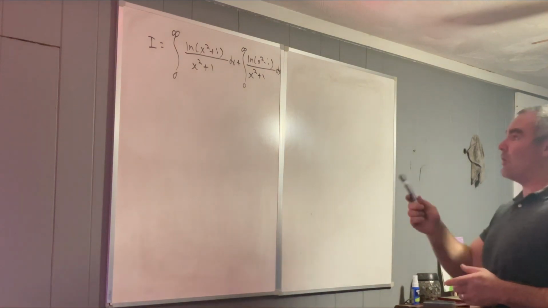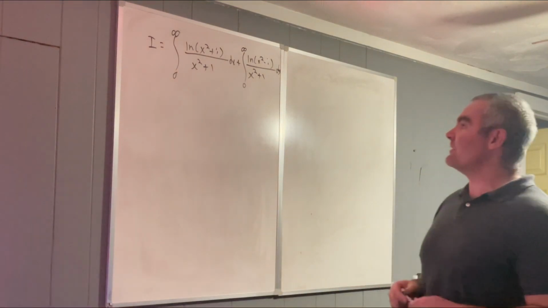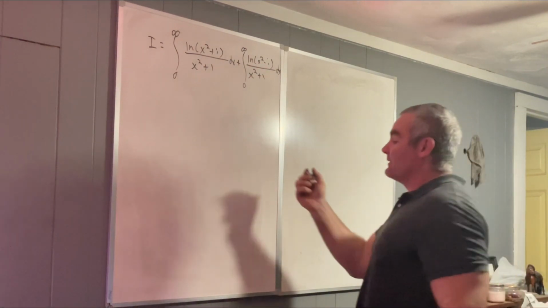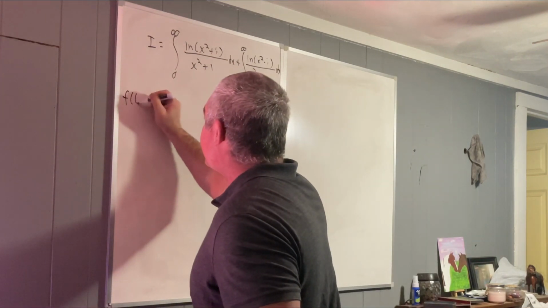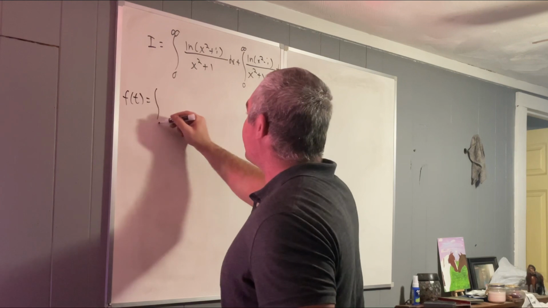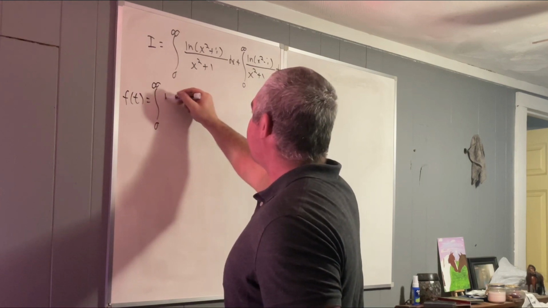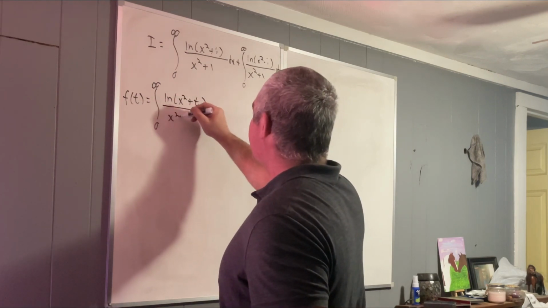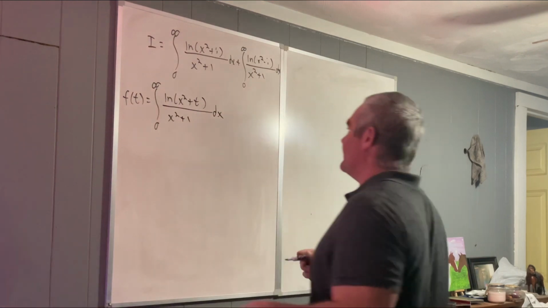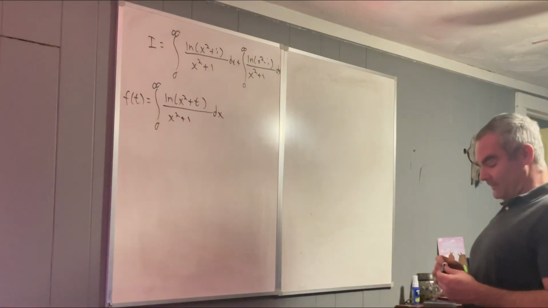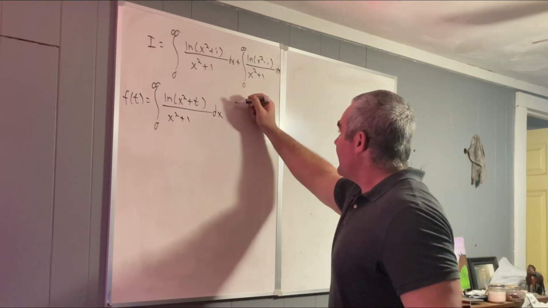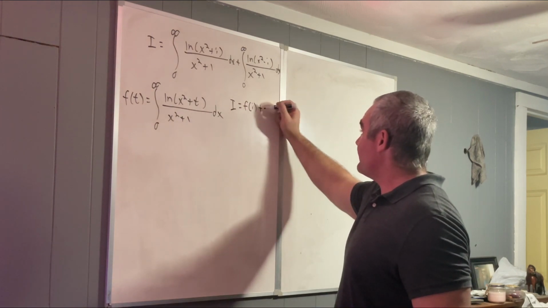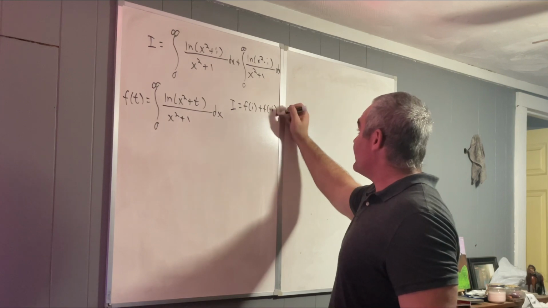So what next? Now we can make a reparameterization, and we'll just use one of them to reparameterize, and we'll replace that i there with a t. So our f of t becomes the integral from 0 to infinity of the natural log of x squared plus t over x squared plus 1 dx. All right, how are we going to get back our original integral? It should be fairly obvious. Our I will be equal to our function f evaluated at the imaginary unit plus our function f evaluated at the negative imaginary unit.